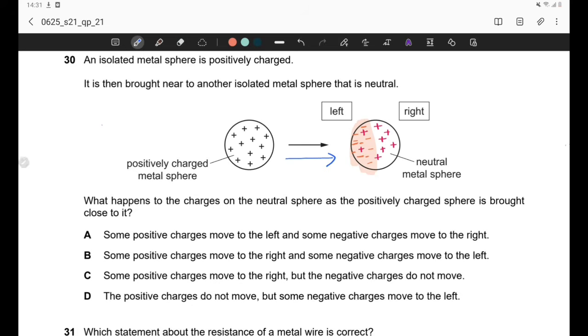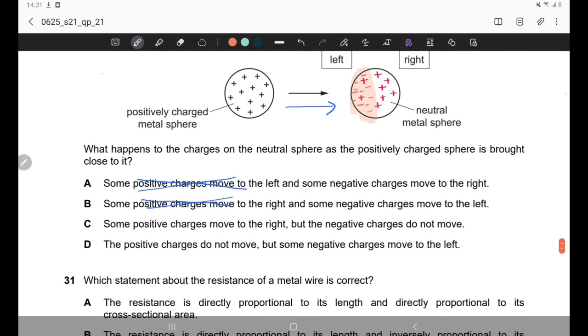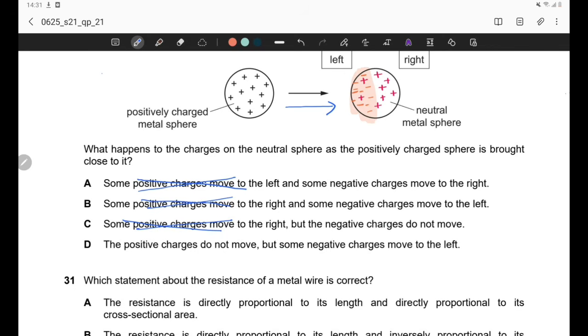Option A says some positive charges move to the left, but we already discussed positive charges cannot move. Positive charges are due to protons, and protons cannot move, they can only reside inside a nucleus. So option A is wrong. Option B, some positive charges move. Again, that is wrong. As we discussed, positive charges will never move. Option C says some positive charges move. Again it is wrong.